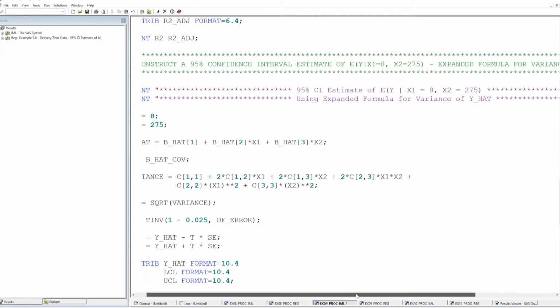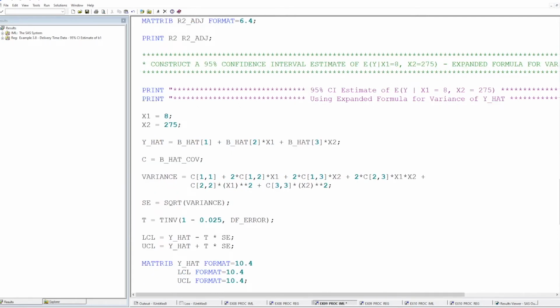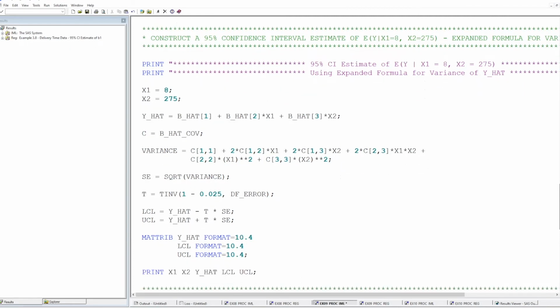We're going to do this two ways. We're first going to use an explicit expanded formula for the variance that can be obtained by expanding that quadratic form for the variance. Then we'll actually use that quadratic form written in matrix notation, the matrix form of that variance below. But let's see how to do this with the expanded formula.